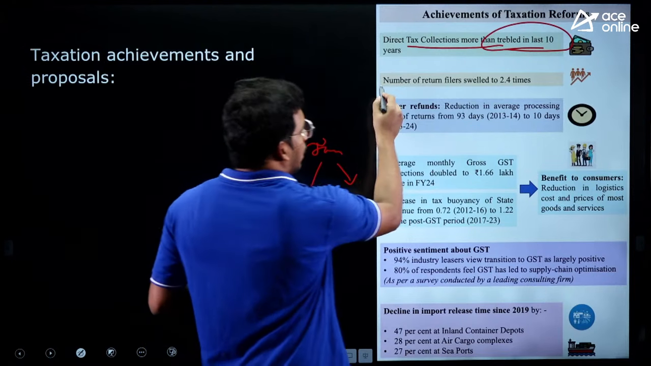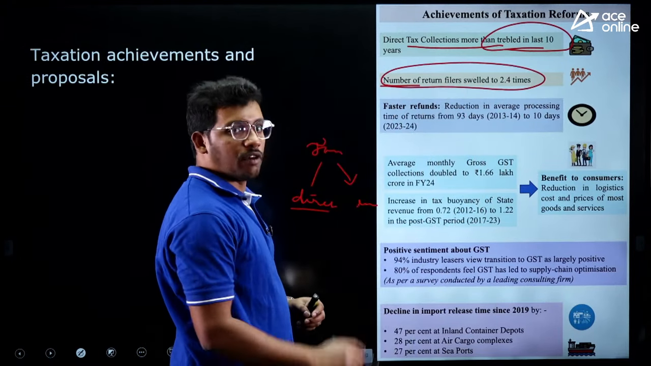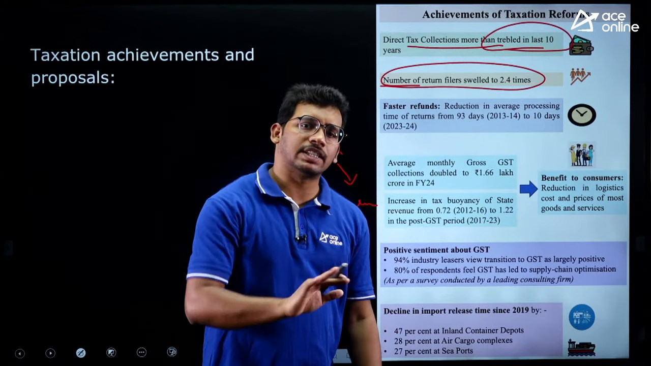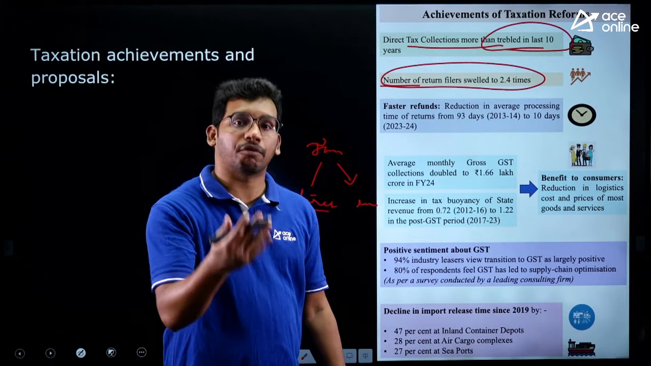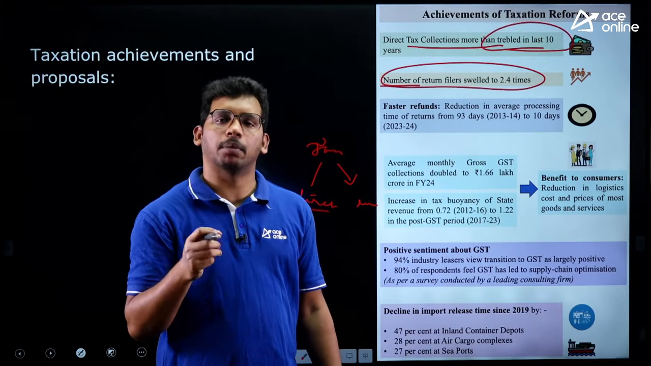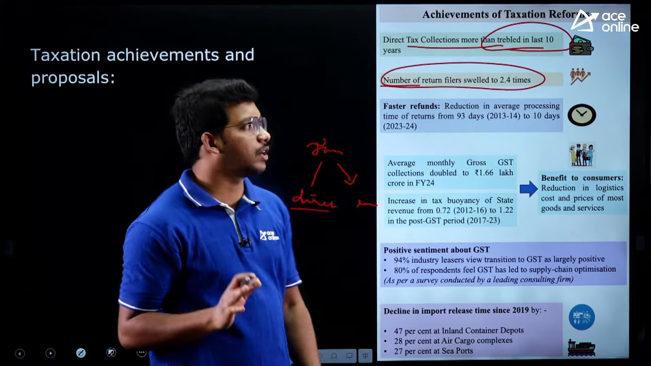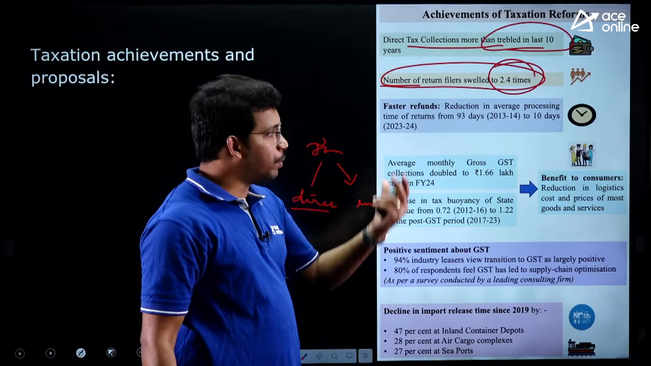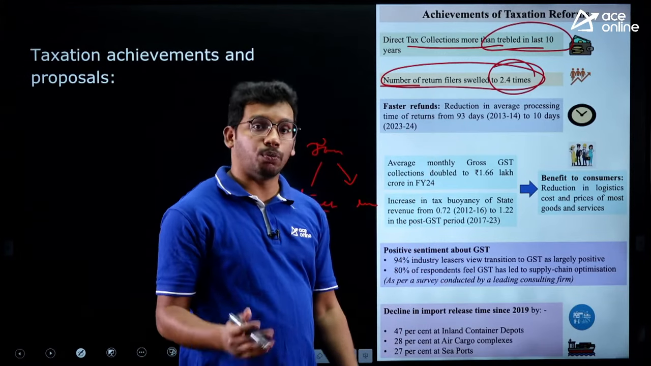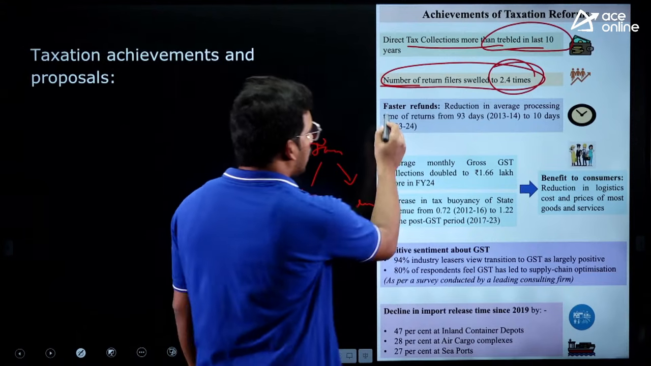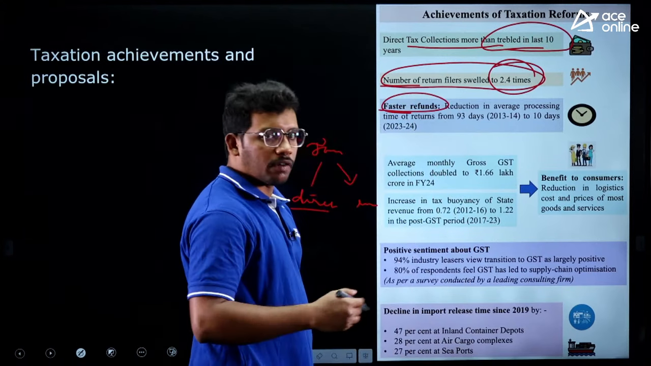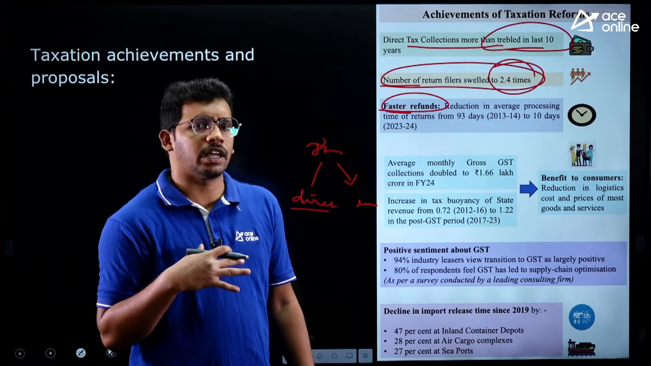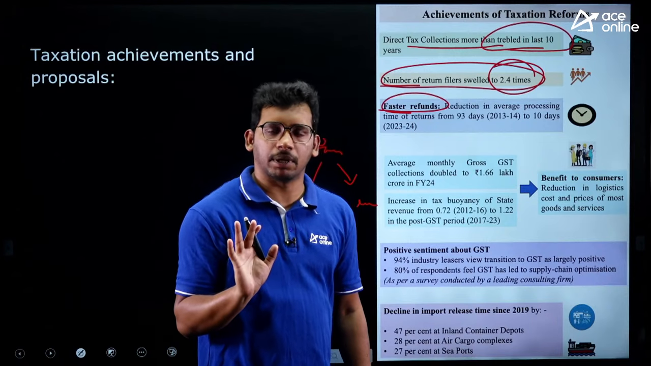The number of return filers swelled 2.4 times. That means you are not escaping from the tax. You are paying the tax and filing it, because you need to get some money back for housing loans, etc., for which the government has given exemptions. So the number of return filers, the tax net, has increased 2.4 times. That is also a very good thing. Faster refunds. Whoever needs to get back some money, for example, if I'm paying income tax, I will get a certain amount of money back because of exemptions given by the government.